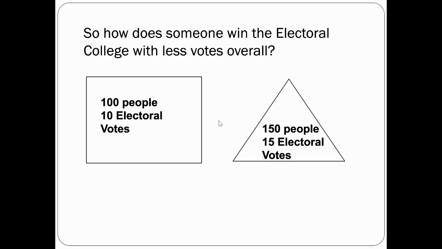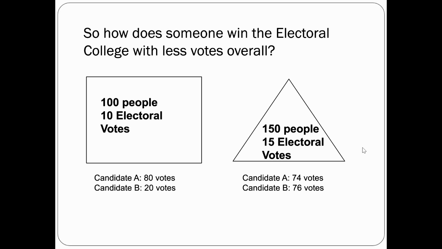So each state has its own election. In square state, all 100 people vote. In triangle state, 150 people vote. Now, in the square state, candidate A gets 80 of the votes and candidate B gets 20. So candidate A wins pretty handily. So candidate A, because they win, gets those 10 electoral votes. Again, kind of like points, 10 points.